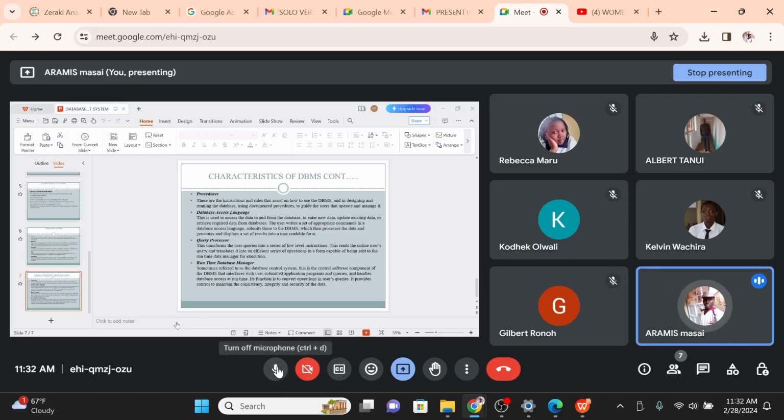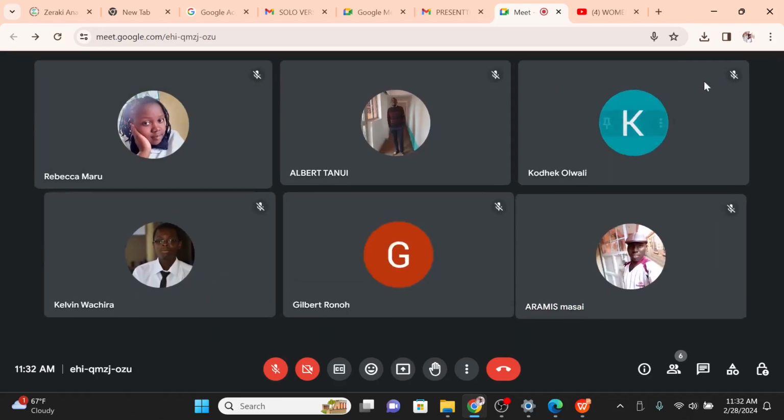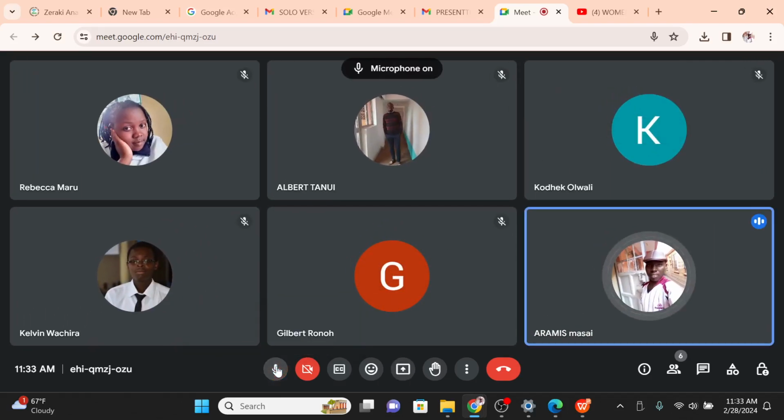What we have learned today is, number one, the definition of database, number two, the types of databases, number three, the components of databases, and number four, we want to finish with features of databases. Among us, who has any query as we continue? Class members, who has a query? Albert?